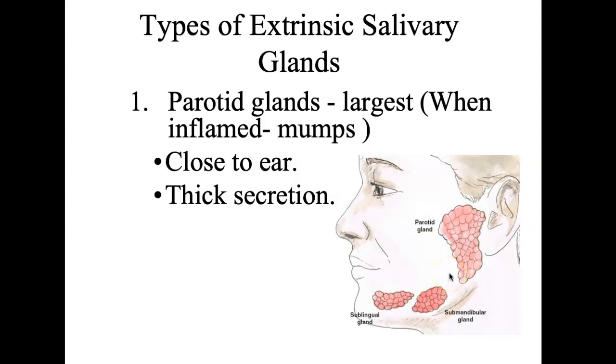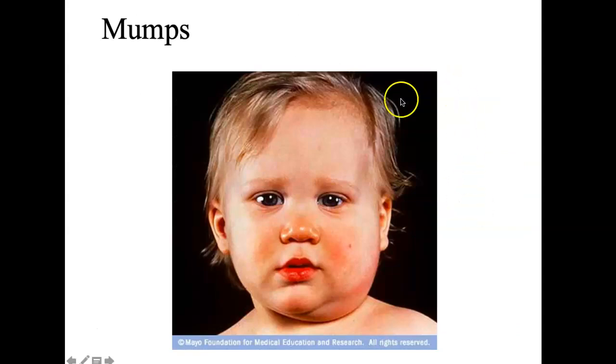These are the ones that get inflamed if you get the mumps. All of you are vaccinated, I think, for the mumps, so you don't get the mumps. But I'll show you a picture of if you were to get the mumps. This poor baby is sort of normal on this side, and on this side, this is all swollen. Poor kid. Didn't get the vaccine.